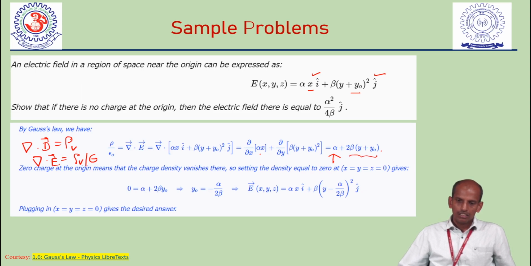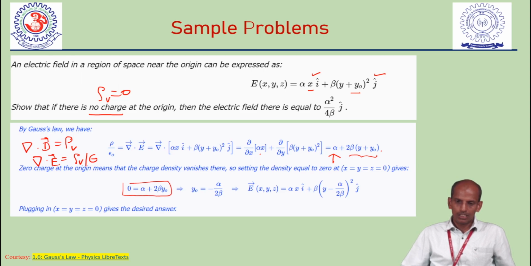Now what is the question? The question is saying that you have to show that if no charge is at the origin. No charge means rho v is 0. So the moment I get rho v as 0, I will equate this to 0. So I have equated this to 0, as you can see.